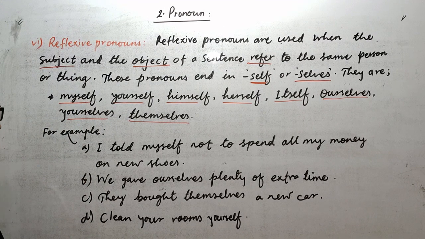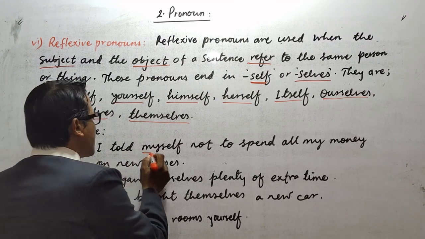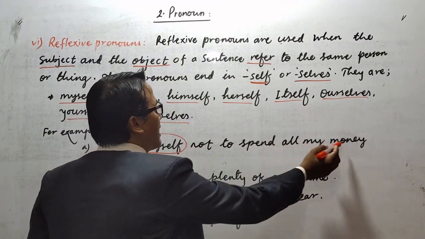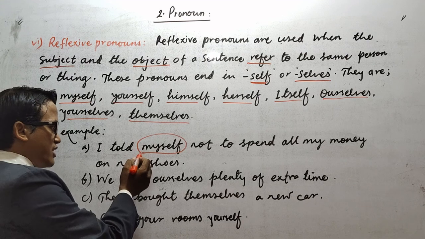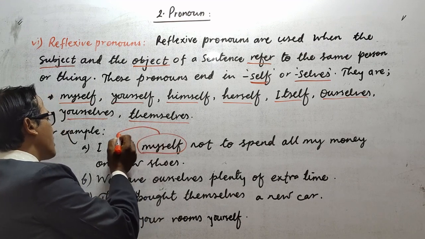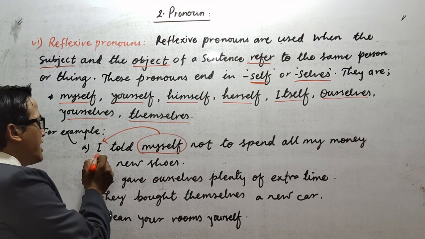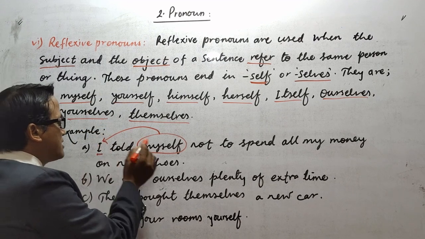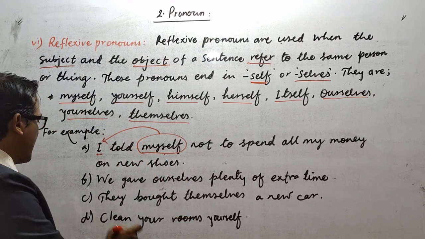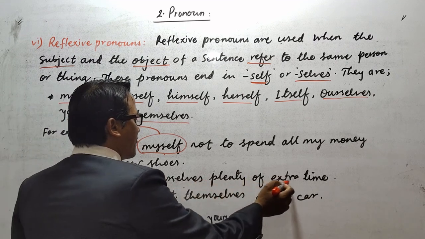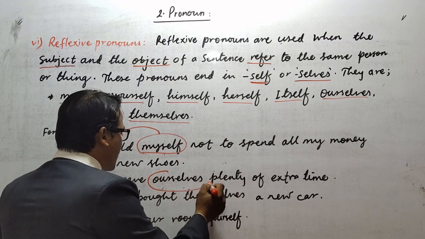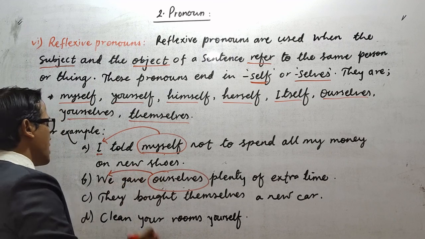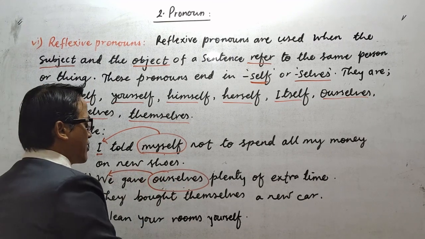So let's see the examples here. I told myself not to spend all my money on new shoes. So here this myself refers to the subject. It means I is the subject in the sentence. That's why the reflexive pronoun of I is myself. Similarly, we give ourselves plenty of extra time. So here ourselves is the self form or reflexive pronoun, and this is referring to the subject.